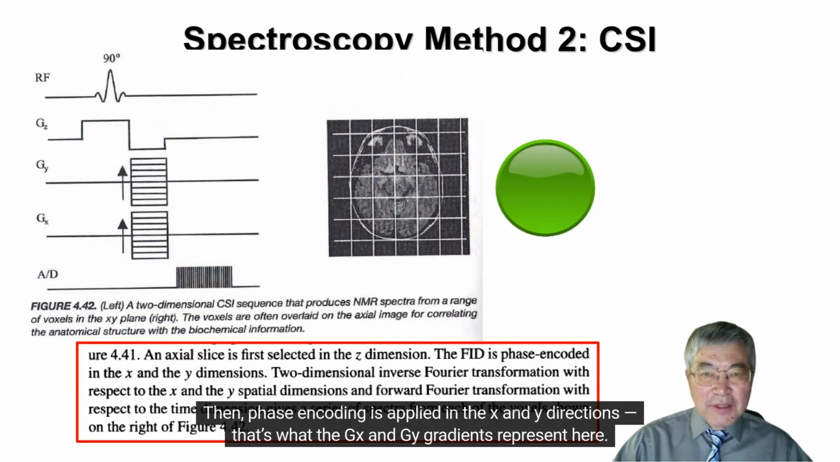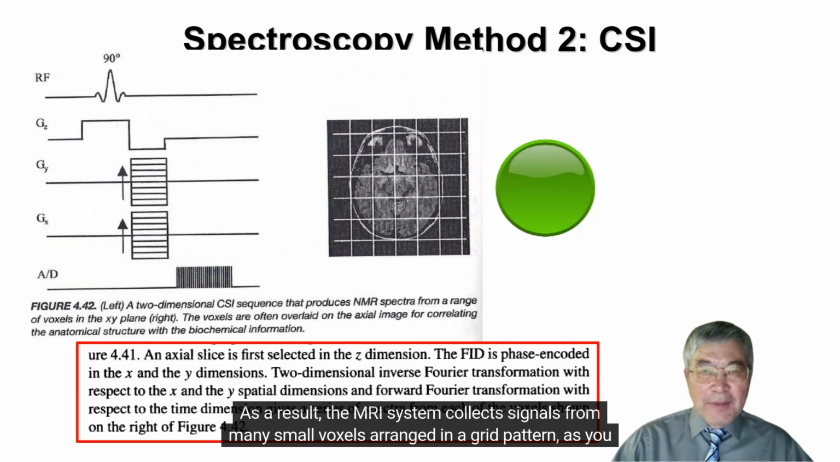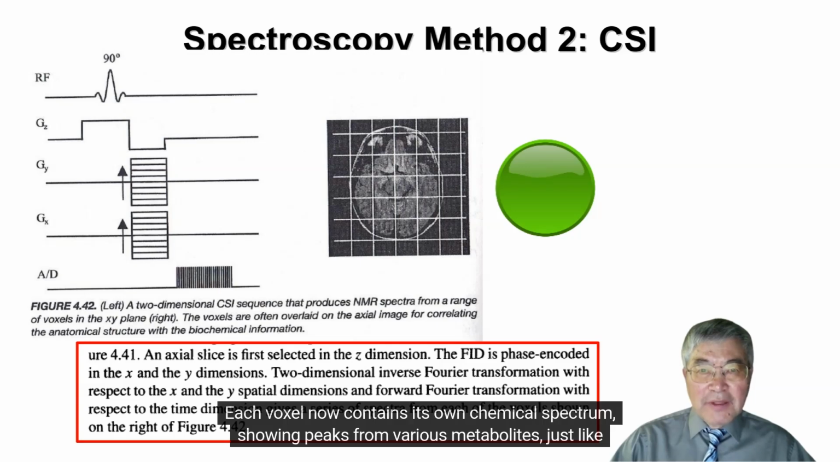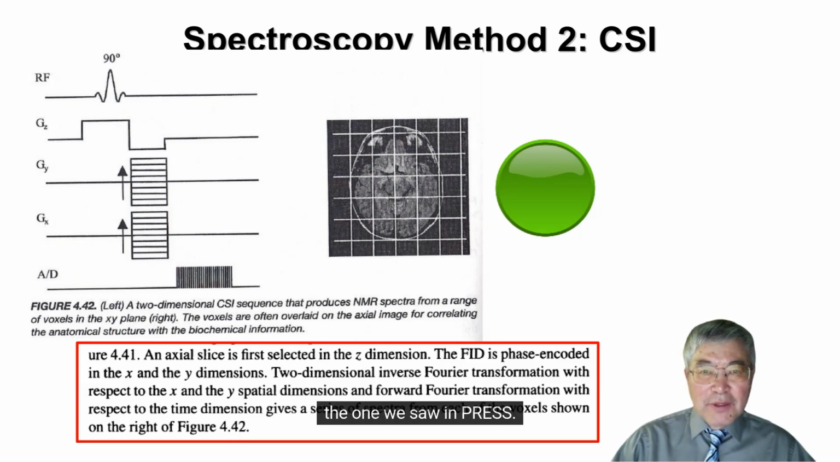Then, phase encoding is applied in the X and Y directions. That's what the Gx and Gy gradients represent here. As a result, the MRI system collects signals from many small voxels arranged in a grid pattern, as you can see on the right. Each voxel now contains its own chemical spectrum, showing peaks from various metabolites, just like the one we saw in PRESS.